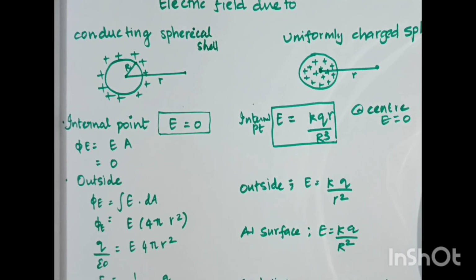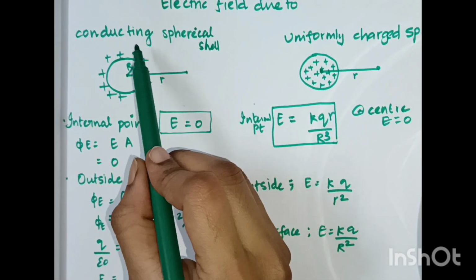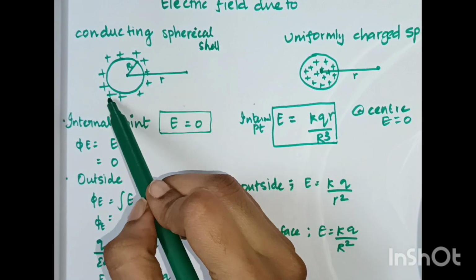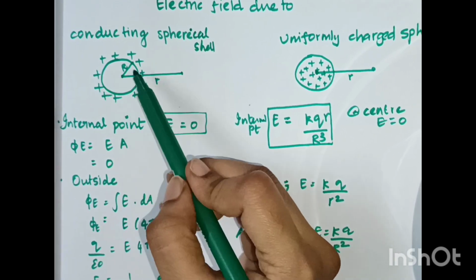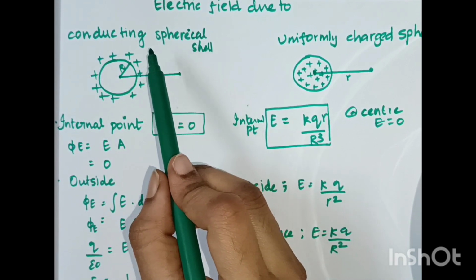Now let us see the electric field due to a conducting spherical shell and a uniformly charged sphere. We have to know the difference between these two. In a spherical shell, the charges are distributed on the surface of the shell. Inside this shell we don't have any charge. That is what we mean by conducting.